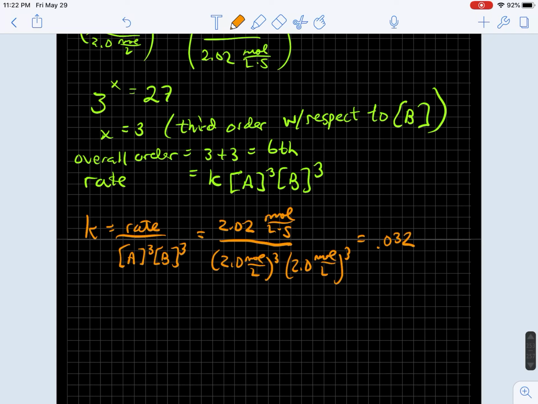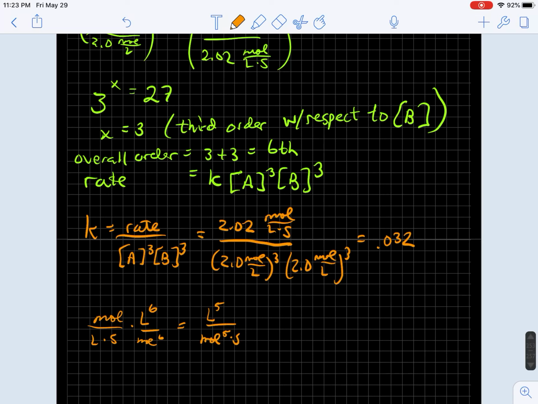Now the units mess people up. You've got to handle the units like you would fractions. So we have moles over liter seconds in the numerator, and then we have moles to the 6th over liters to the 6th in the denominator. Dividing by a fraction is the same as multiplying by its reciprocal. So we would do liters to the 6th over moles to the 6th, and when we cancel things out, our unit comes out to be liters to the 5th over moles to the 5th seconds.